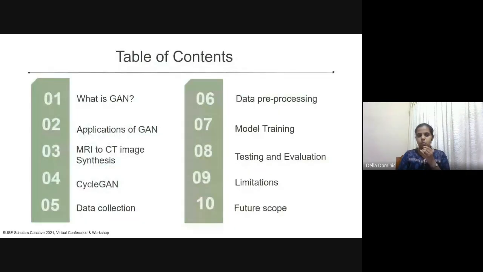Firstly, we will see what is a generative adversarial network, also known as GAN, and what are its applications. And moving forward, we will see how we can translate MRI to a CT image using the image-to-image translation application of GAN, wherein we will see specifically the working of a GAN architecture known as CycleGAN. And after we go through all the steps involved in the MRI to CT image translation process, we will end the session concluding with the limitations of the project and the future scope that is involved.